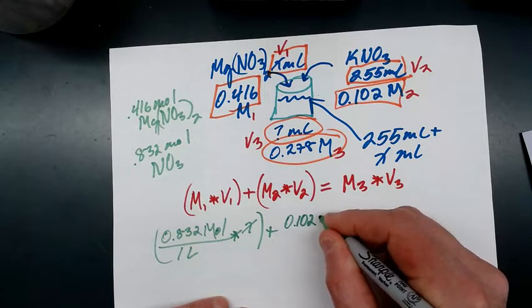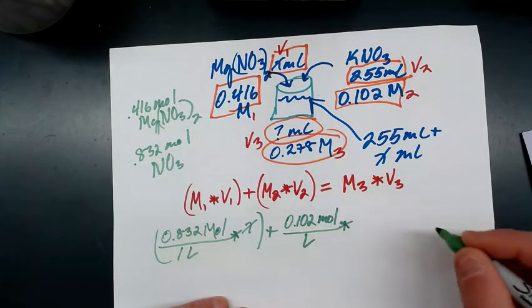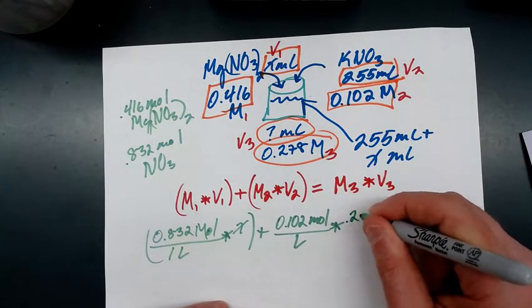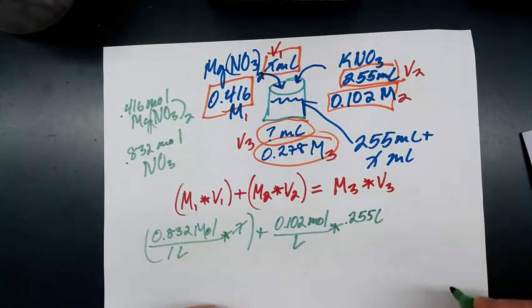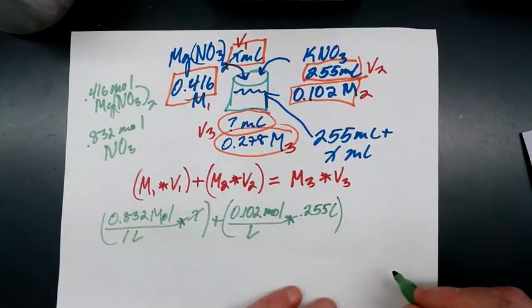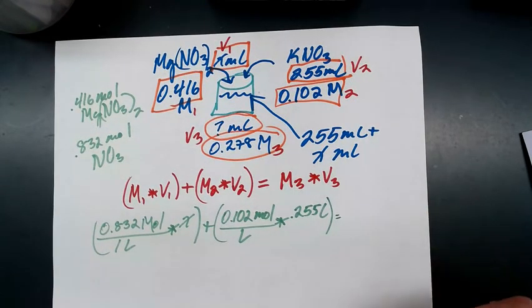So I've got my 0.102 moles per liter. I'm going to multiply that by my volume of 255, which I'm just going to make into liters. So my liters will cancel out there, and I'll just be left with moles. Very important. Then finally, this is where it gets a little tricky, and you have to use your algebra, and I hope I have enough room here.